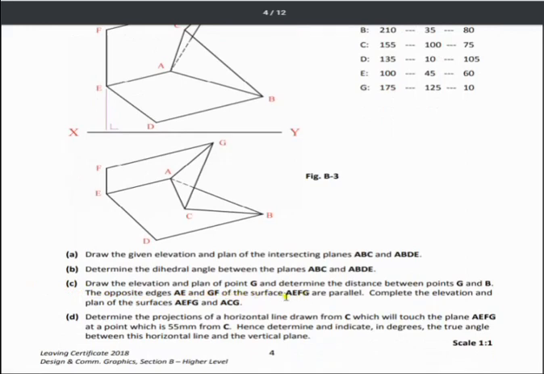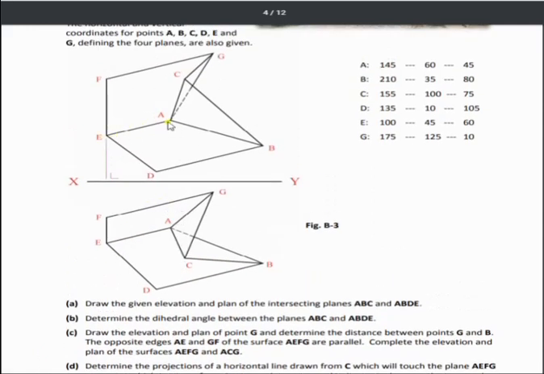Now the second part of section C here is: the opposite edges AE and GF on the surface of AEFG are parallel, so complete the elevation and the plan of the surfaces. So what they're telling us in this question is this line here and this line here are parallel. So we already have this drawn in here. To draw in this line, this is testing your knowledge that if lines are parallel, they're parallel in every view.